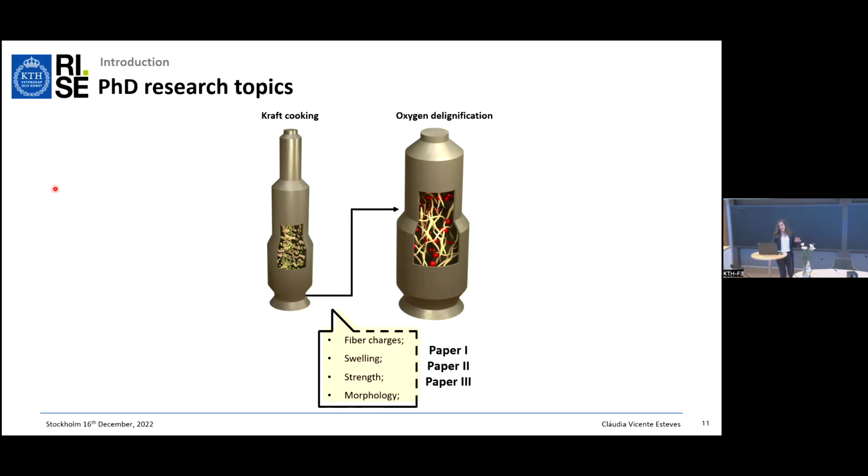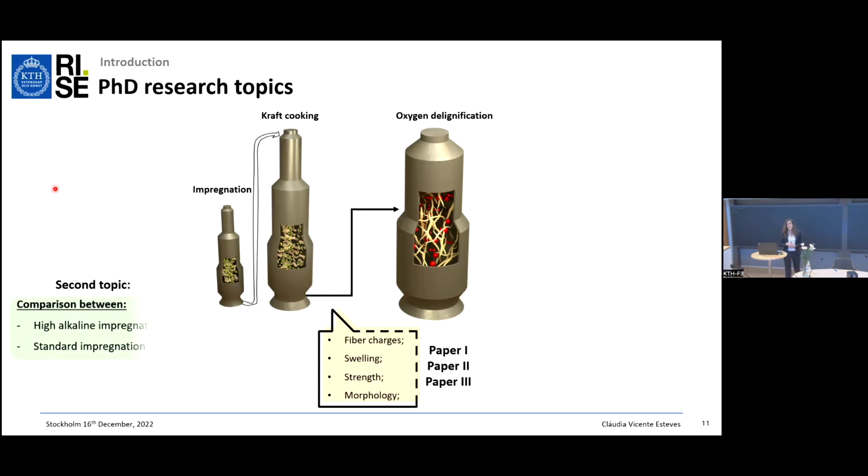And then we had other topics like impregnation. The impregnation is the step before the cooking that promotes the diffusion and the penetration of the cooking chemicals inside the wood chips. And this is very important. And one of my supervisors, Elisabet Brännvall, has shown that if you use a high alkali impregnation, you can save the yield. So you can save more wood in your process. And we did this study together with oxygen, and we tried to look at the yield and the strength.